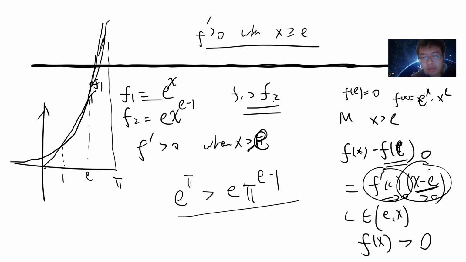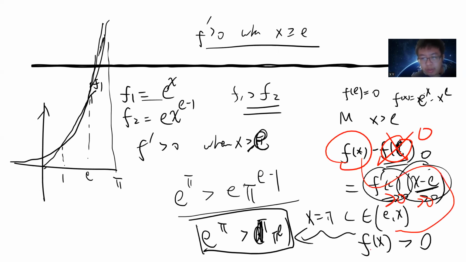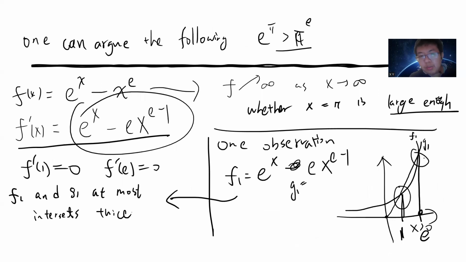So if I plug in x equals pi, I immediately get e to the pi greater than pi to the e. The proof is very simple: it uses the derivative. This guy is 0, and this guy is greater than 0, so f of x is greater than 0. I come out here and come out here. Finished. Very simple proof.